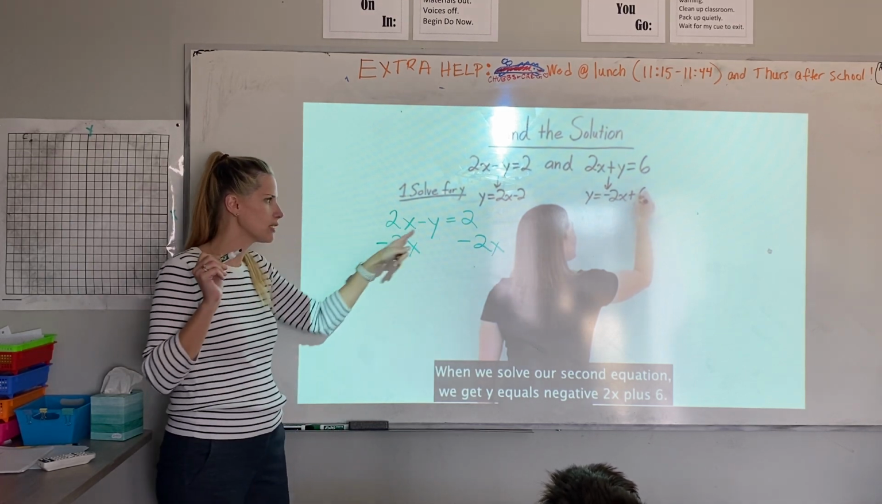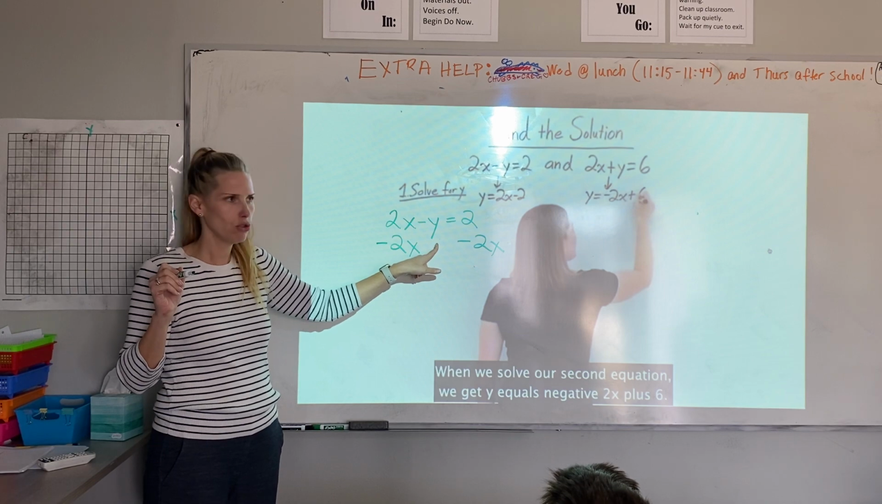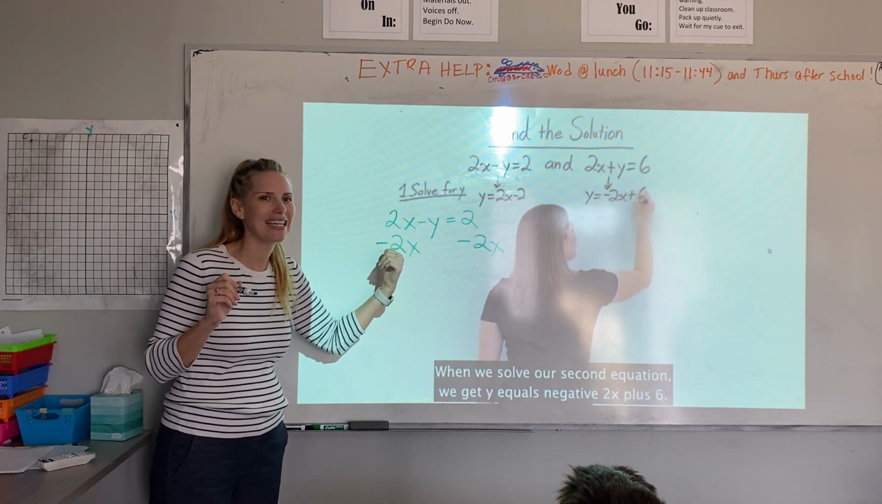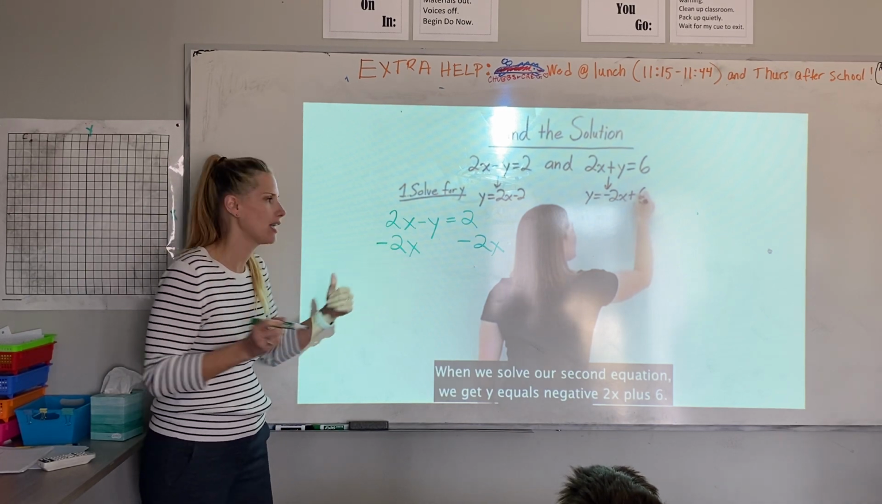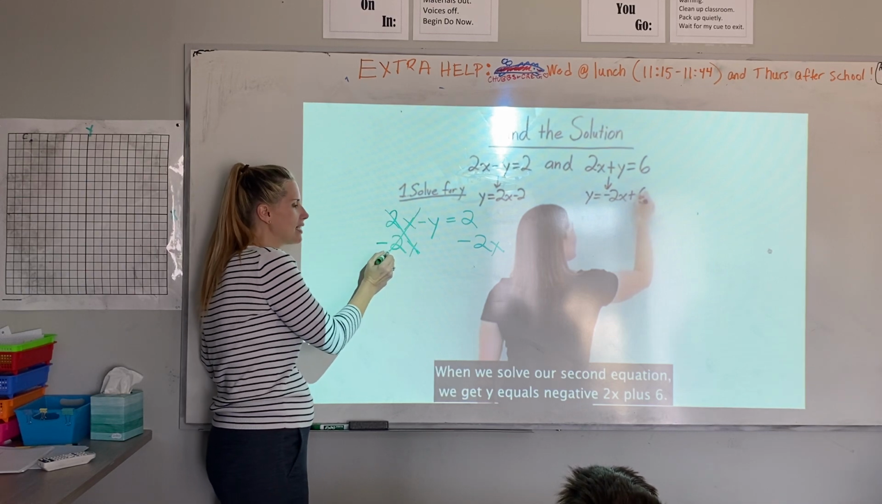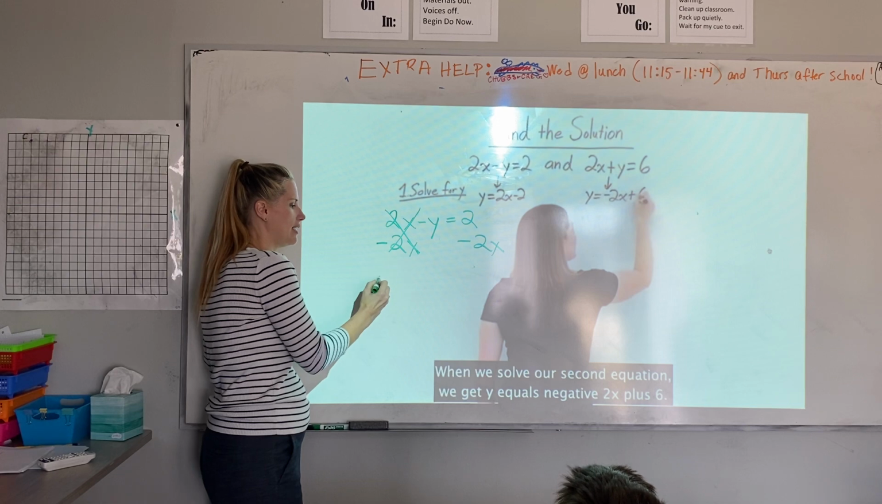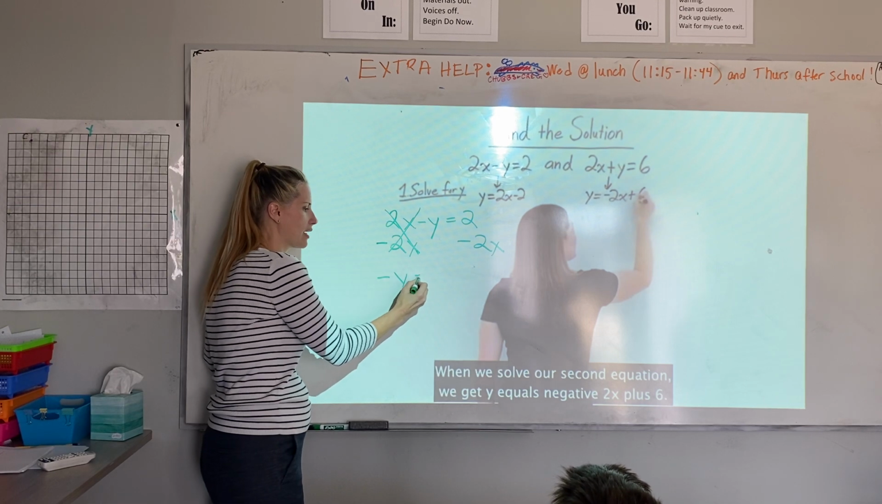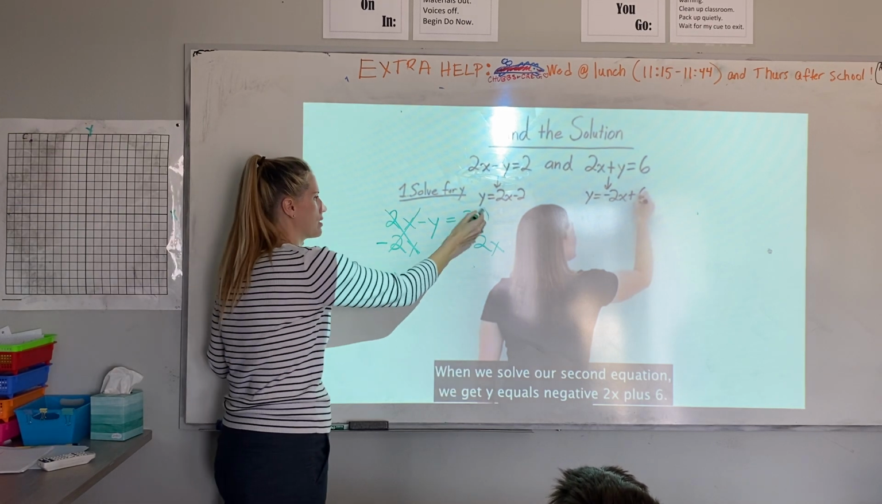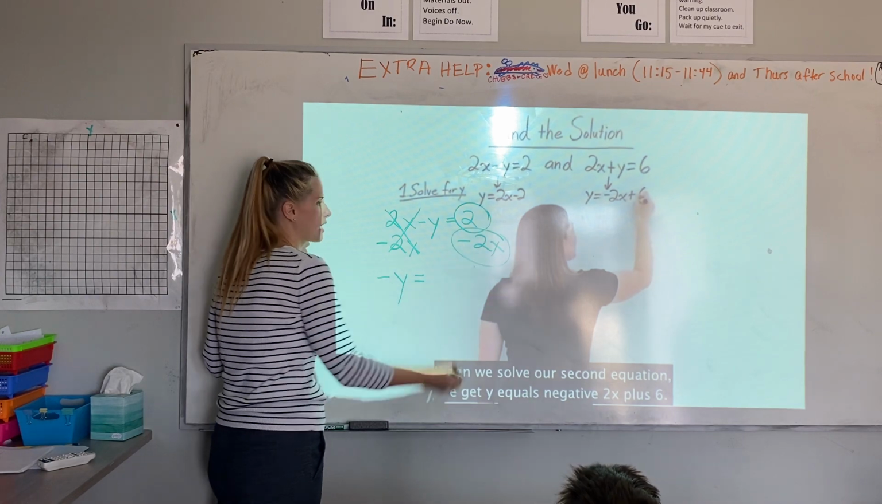Guys, all I'm trying to do is get y by itself. How do you do that? You say goodbye to anything else that's on its side. You say, peace out, this is gone now, but look what I have. I have a negative y, which we'll take care of in a second, equals these two terms. I have a positive 2 and a negative 2x.